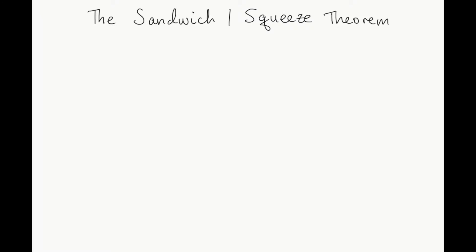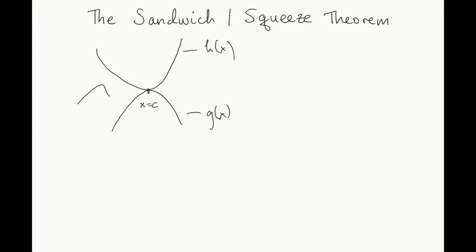The sandwich theorem, or as it's sometimes called the squeeze theorem, deals with finding a limit of a function when it is squeezed between two other functions. This can be described as: given two functions, say h of x and g of x, and the point where they touch is x equal to c, then the function that is squeezed between these two functions will always have to stay between them.